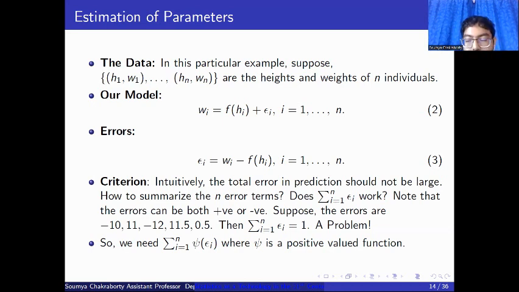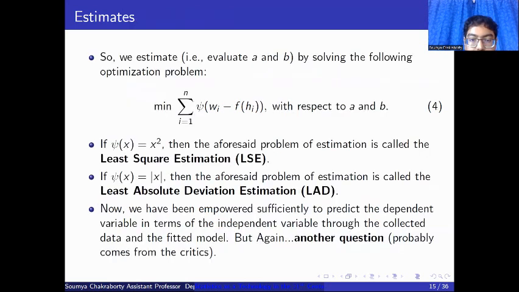But the first two examples are very basic and very popular in statistics. So in the first example this positive function is x square, and minimizing this objective function with psi x equal to x square gives the least square estimation. And if psi x equals mod x is taken, that is called least absolute deviation estimation or LAD estimation. So the second one is more robust. That is, these are not so sensitive to some anomalous observations in the data, which are known as outliers, compared to the least square estimators.